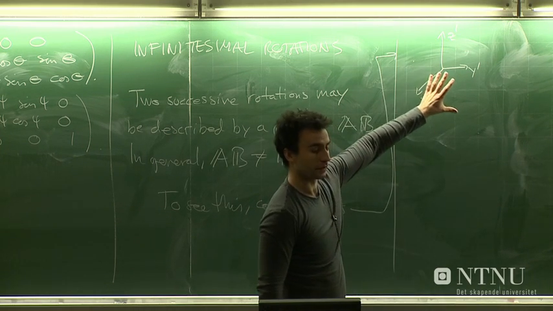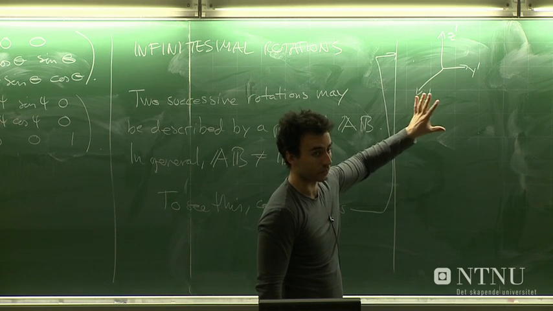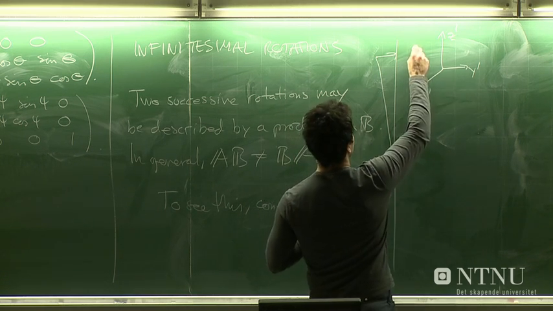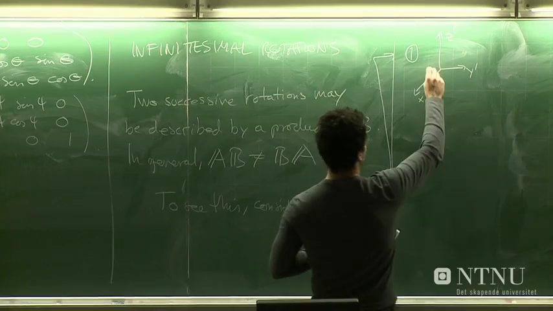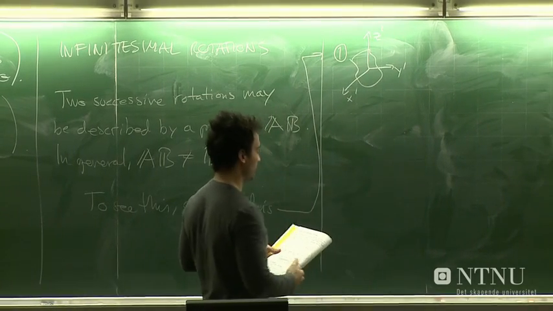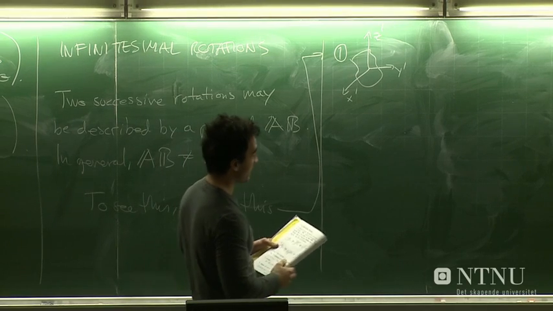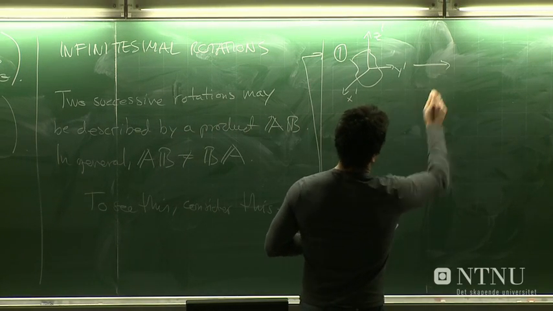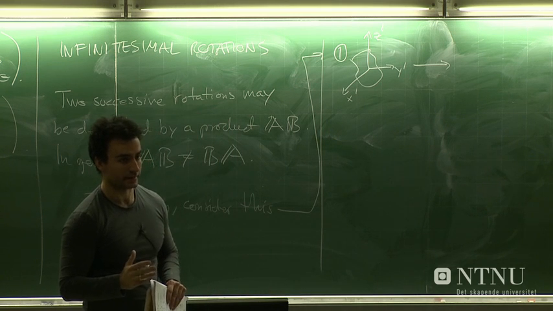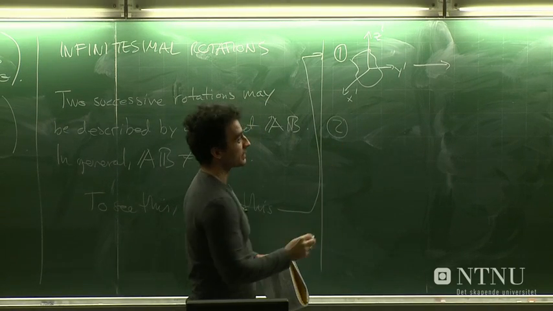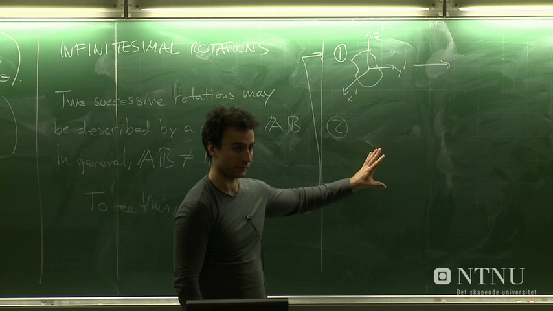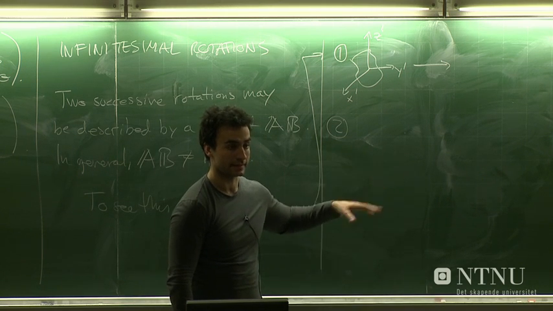So imagine we have some coordinate system and we have some object in this coordinate system. We consider some arbitrary object, like this. So what I would like to do now is two successive rotations. And after that, I would like to do the same two successive rotations, but in opposite order, and see if we end up with the same.